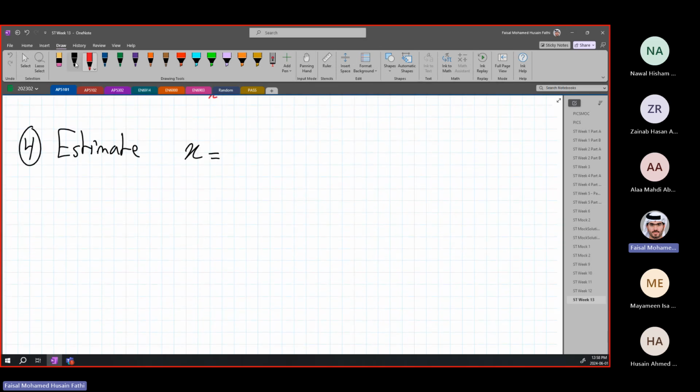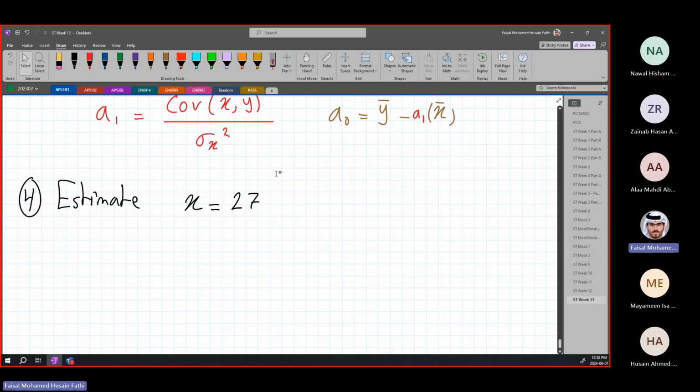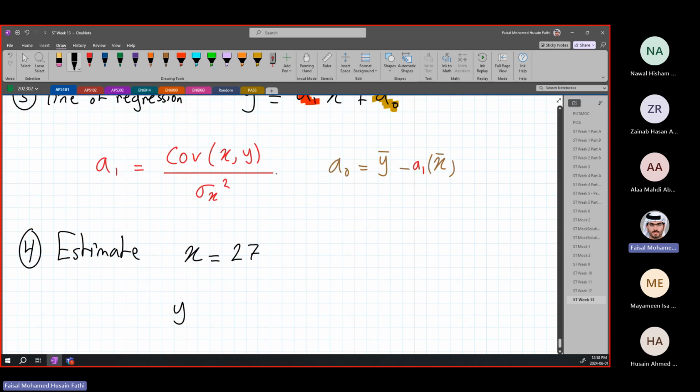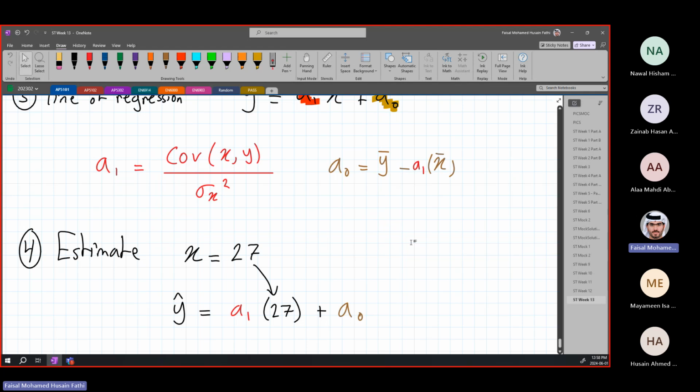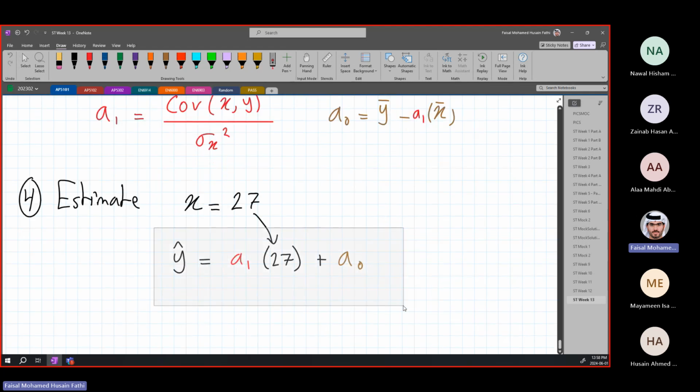So X is equal to 27, and you're going to plug it into the Y equation that we have determined, which is A1 times 27, which is our X value, plus A0. And that's your estimation of Y.